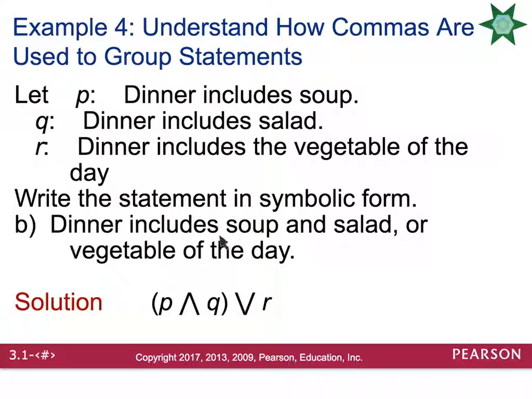So you can see where the comma is, so we're going to group this together. Dinner includes soup and salad. Now that would be P and Q in parentheses, and then we could say or, now we're going to say dinner includes the vegetable today. So we could see, because the comma is here, that we're going to group this stuff together. Dinner includes soup and salad, so that will be in parentheses, P and Q.